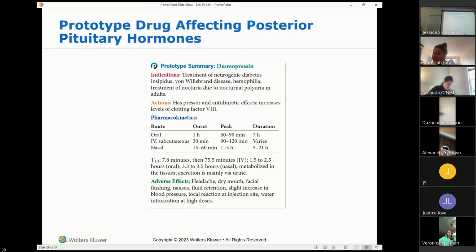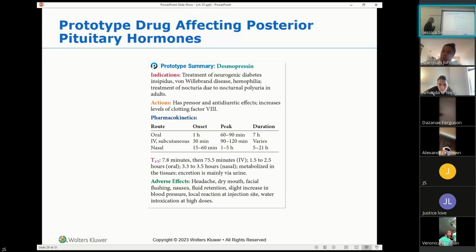So this is taking a closer look at desmopressin. Desmopressin is the main drug to treat diabetes insipidus. So its indication is treatment for neurogenic diabetes insipidus, von Willebrand disease, hemophilia, treatment of nocturia due to nocturnal polyuria in adults. So this is increased urination in adults at night. The action, it has pressor, which means increase blood pressure, right? And antidiuretic effects. It increases the level of clotting factor with factor 8, which is why it's a treatment for von Willebrand disease and hemophilia.